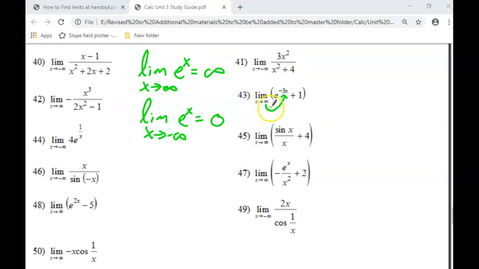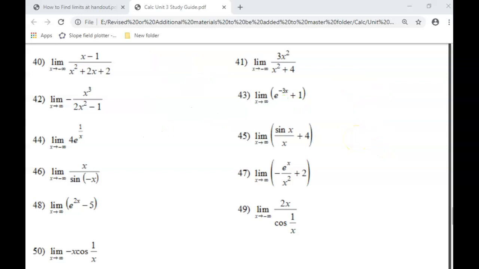Okay, so let's go ahead and do this. So we're going to plug in infinity. Now, if I plug in infinity, I get negative 3 times infinity, which is negative infinity. And here, when you do a limit with a constant, the constant just stays the same. And this is the limit of e to the x at negative infinity. So that's 0. And so the answer is 1 for this one.